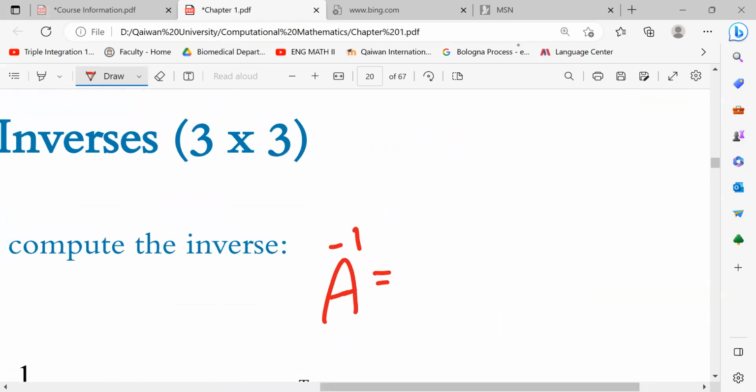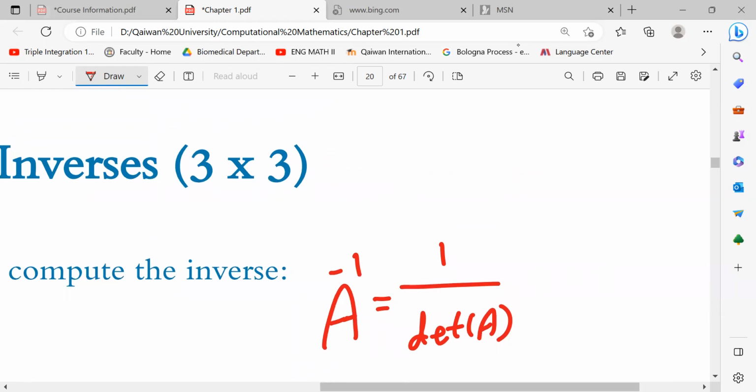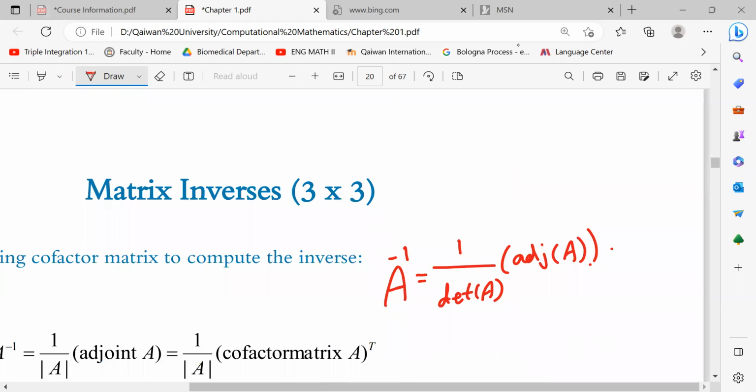We say A inverse is 1 over the determinant of A. We already studied how to find the determinant of a 3 by 3 matrix. We could take any row or column and work on it to find the determinant. Multiplying by the adjoint of A. Now I'm going to tell you what the adjoint of A is, and how to find the adjoint of a matrix.